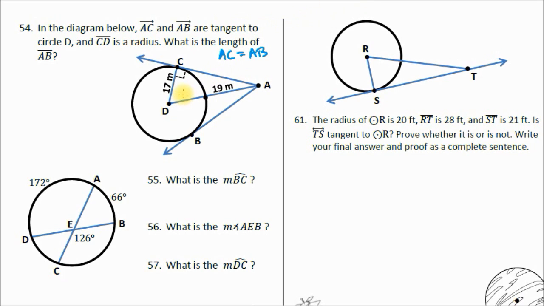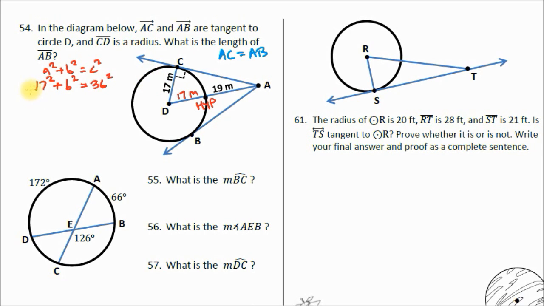So if I look at this diagram, I know this is also 17 meters because that's a radius. If this is my right angle, then this is my hypotenuse because the hypotenuse does not touch the right angle. So let's use the Pythagorean theorem. a squared plus b squared equals c squared. I will treat side CD as my a value, 17 squared. My b value is side CA, the one I don't know. And my c value is going to be 17 plus 19, which is 36 squared.